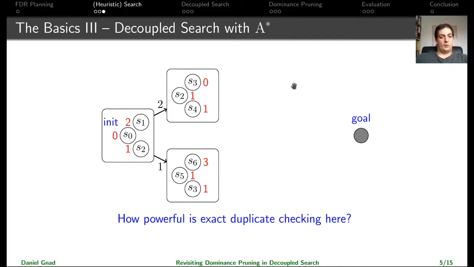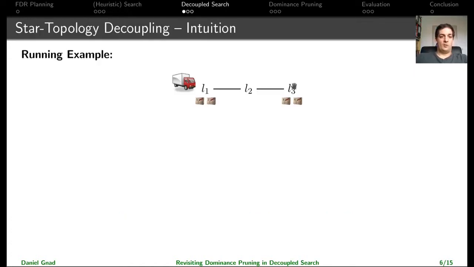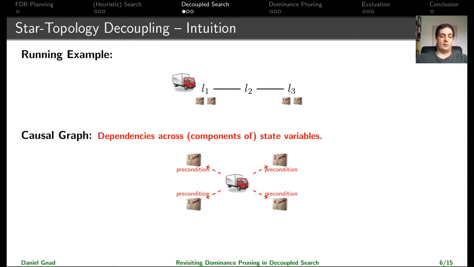Before we go into the details of how this is done, I'd like to briefly recap the basics of decoupled search. So here's our most favorite transportation example, where we have a truck and 4 packages. And the interesting thing here is the causal graph, like the dependencies of the variables in this task, which is basically the packages being dependent on the truck, but they're conditionally independent of each other.